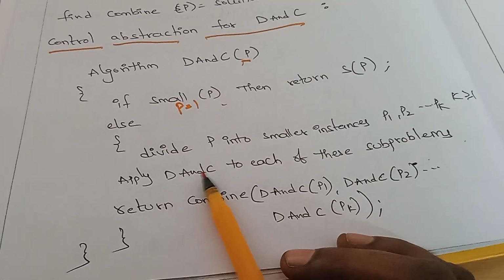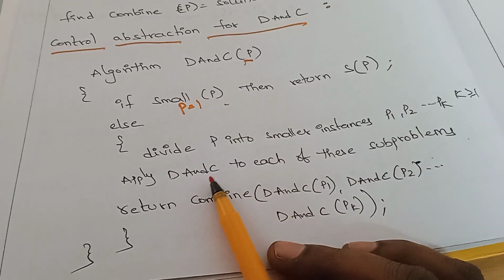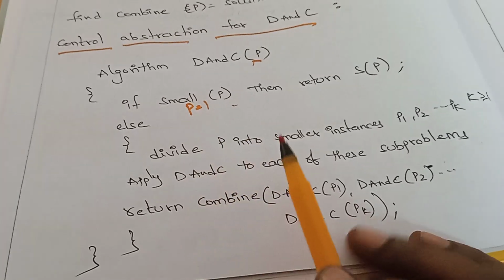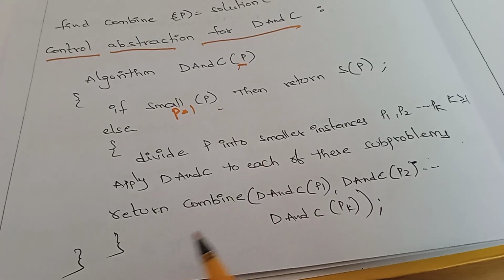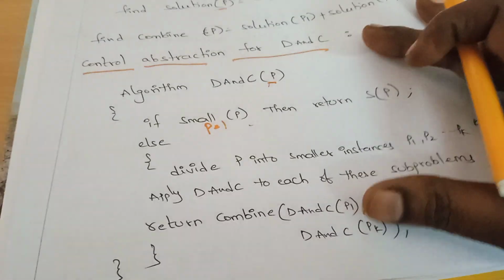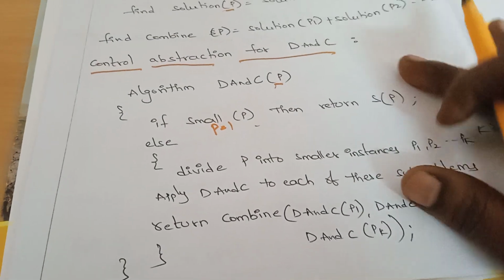What is divide and conquer? We have to divide until our problem has one single subproblem or piece. Each of these subproblems returns a solution, and combine will combine all the individual solutions together. And this is the control abstraction of divide and conquer.